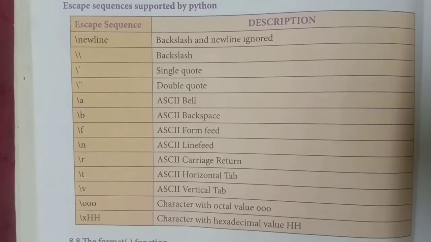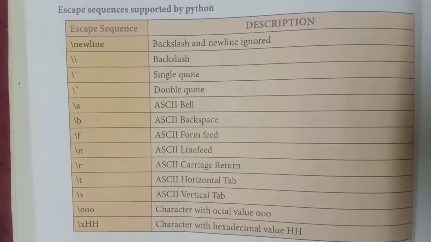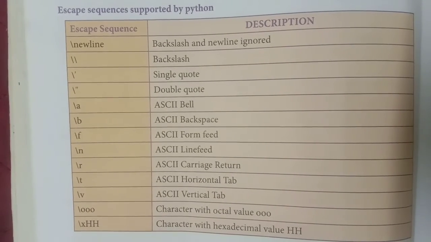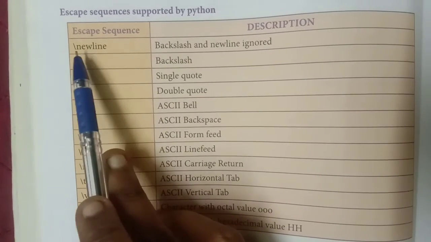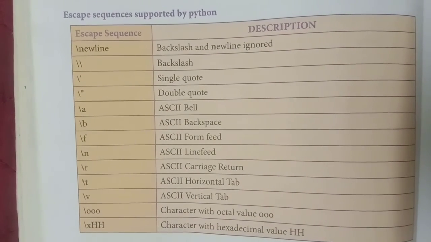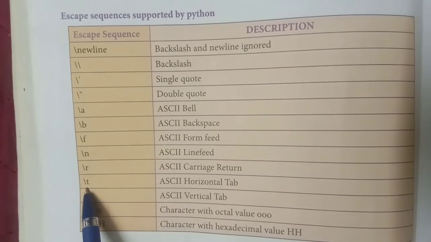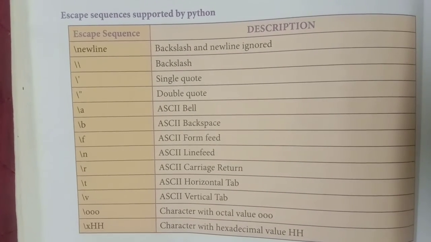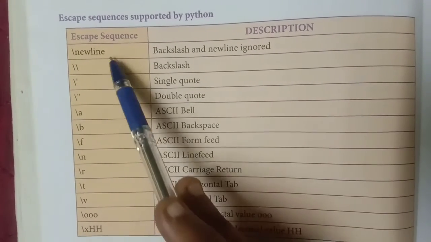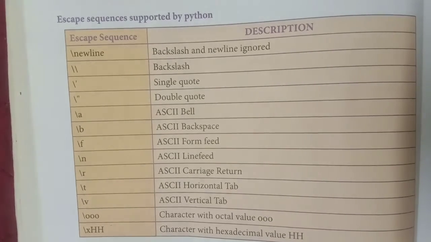Next one is escape sequence in Python. What is this escape sequence? The escape sequence always starts with a backslash and can be interpreted differently. For example, backslash n is a new line, which is used to give a line break in the text. Then backslash t is to give a tab space in the string. In this manner, we have different escape sequences available which are used in Python.